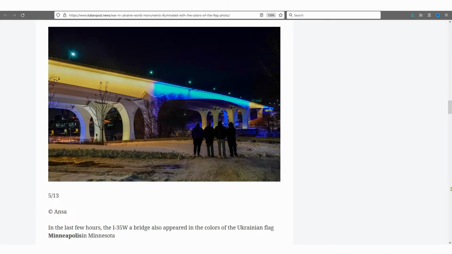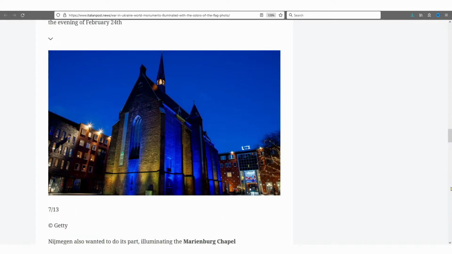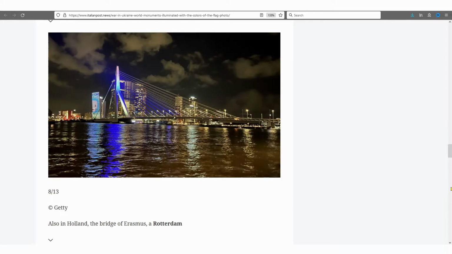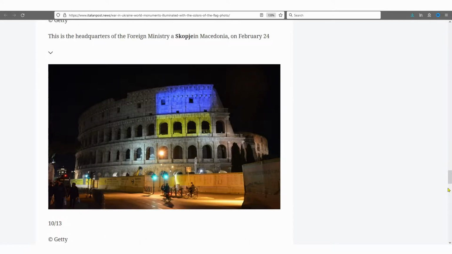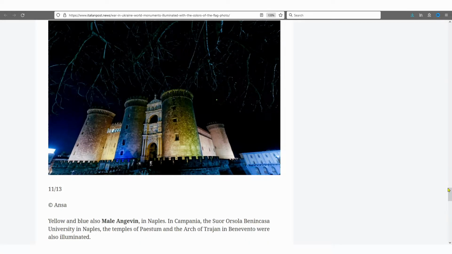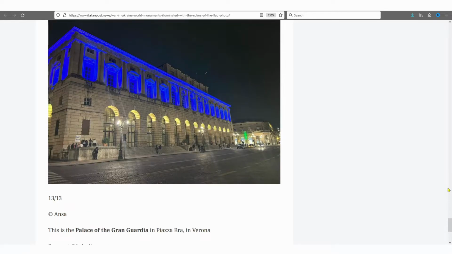This is a bridge in Minneapolis, Minnesota. Here is a monument in Brussels. This is a chapel in the Netherlands. And this is the Erasmus Bridge in Rotterdam, the Netherlands. This is the Foreign Ministry in Skopje, Macedonia. And here, of course, is the Colosseum in Rome. This is the castle in Naples. Here is the cathedral in Turin. And here is the palace in Verona.